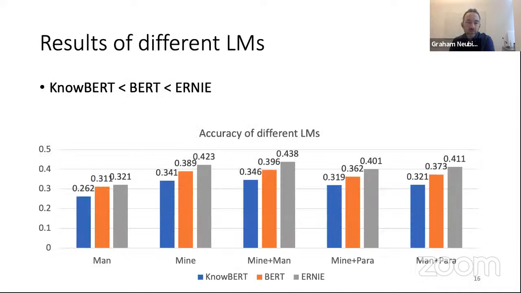We also compared with different language models. Basically, we compared with language models called BERT and ERNIE, both of which were kind of designed to be better for capturing knowledge or entities. And we found that basically the results were quite similar between them. But for all of them, coming up with mined prompts or paraphrase prompts gave much better accuracy than just using the manual prompts.